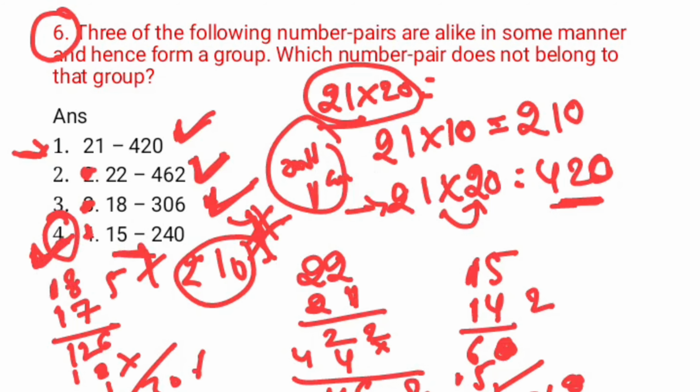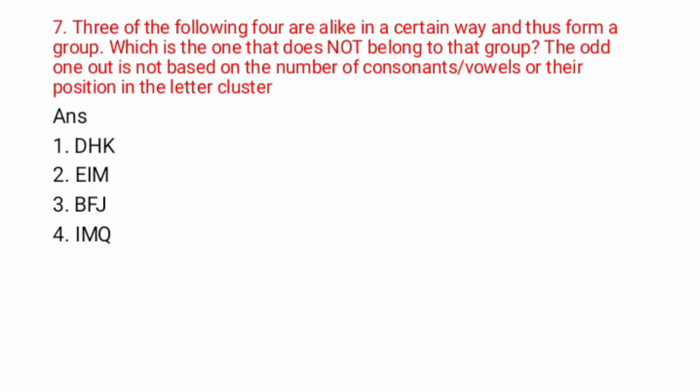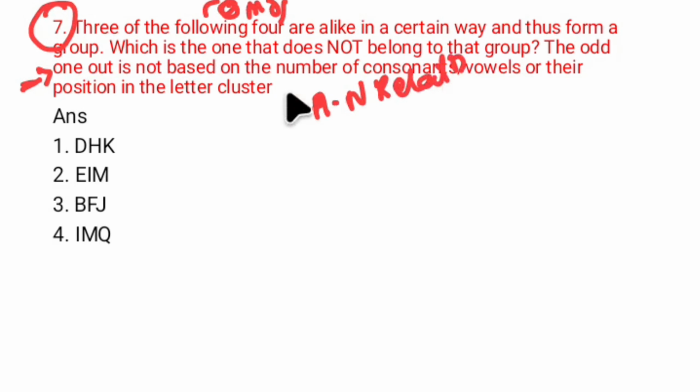alphanumeric relation. So what is that? We have to know the number for each letter. So in the alphabetical order, A1, B2, C3, D4, E5, F6, G7, H8, I9, J10, K11, L12, M13, N14, O15, P16, Q17, R18, S19, T20, U21, V22, W23, X24, Y25, Z26. So this is alphanumeric relation, letter and number relation.